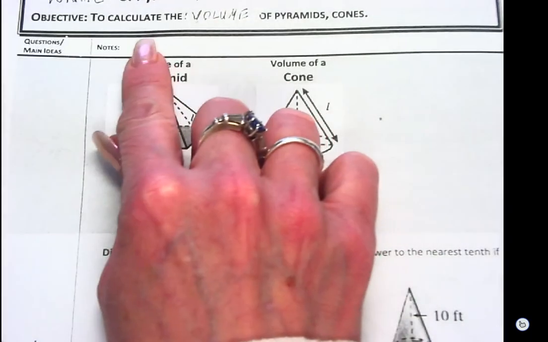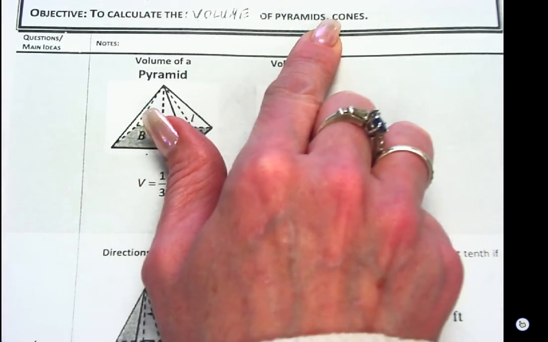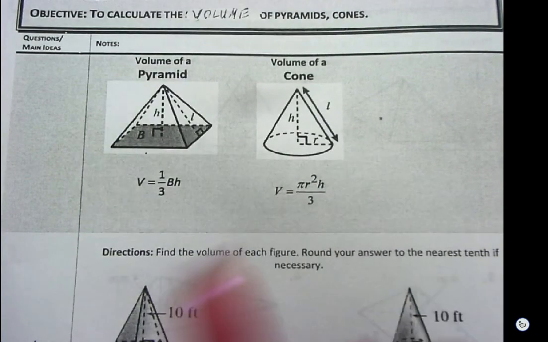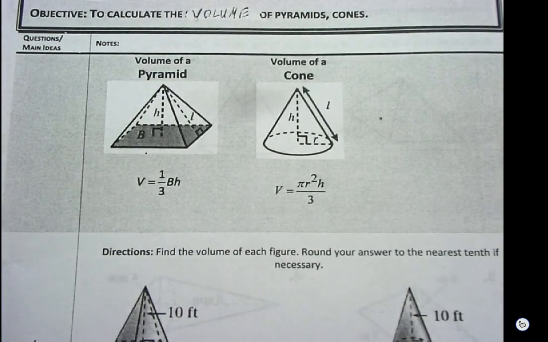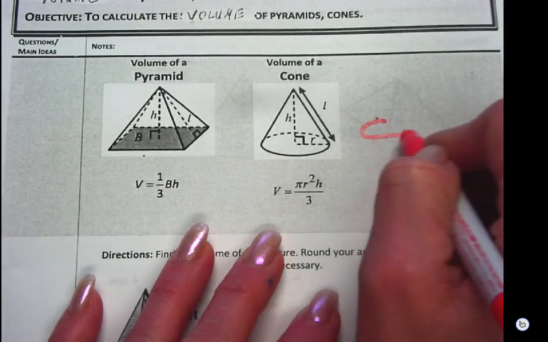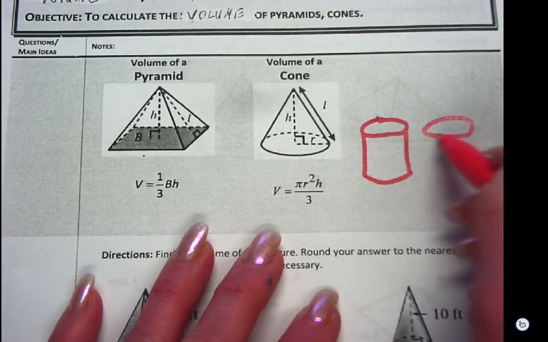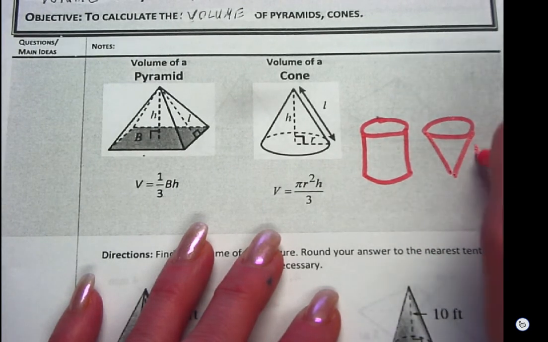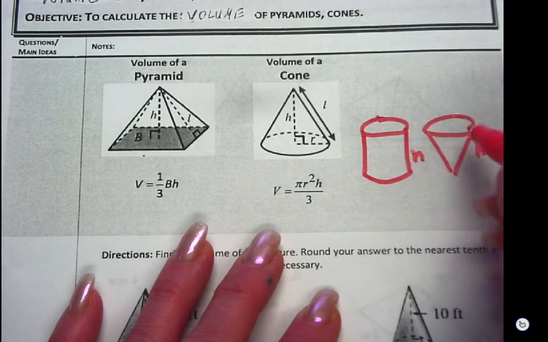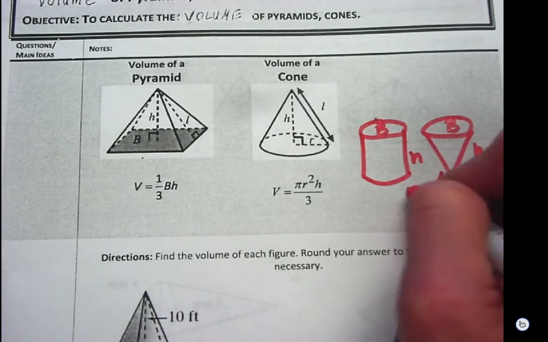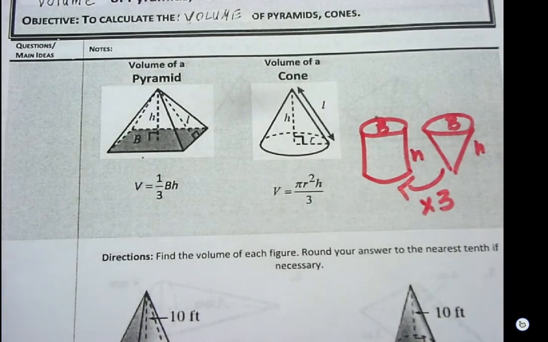Hello everyone, we are learning today how to calculate the volume of pyramids and cones. Today specifically we're going to start with the volume of the cone. Before we started this note paper, we looked at how we can compare the volume of a cylinder to the volume of a cone that has the same height and the same area of the circle, which is our base. And we found that it took 3 cones of rice to fill the cylinder, right?